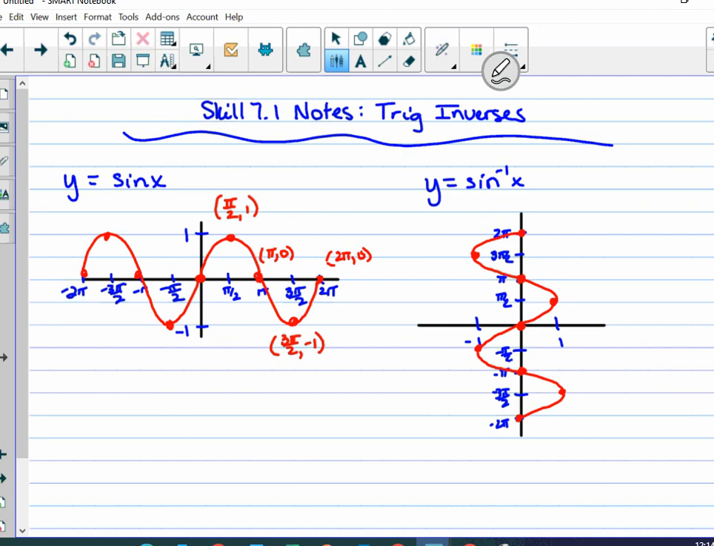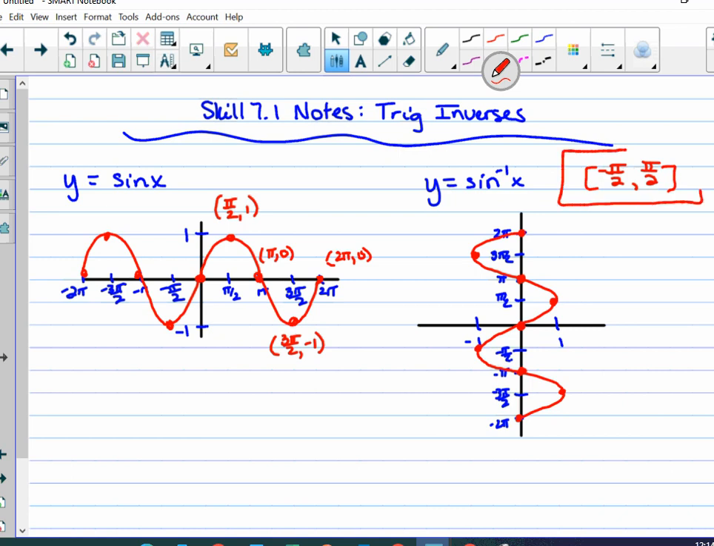So when we're talking about inverse sine, we are restricting the window. The only thing we can use is negative pi over 2 to pi over 2. There are other windows that would give you those same values, but this is the accepted window that we use when we're answering inverses. So this is all we get to look at.